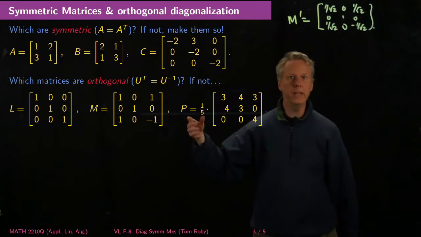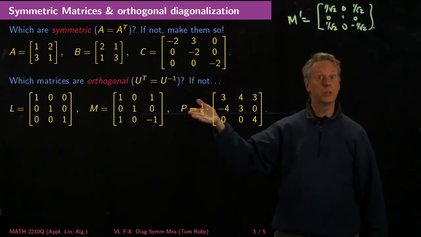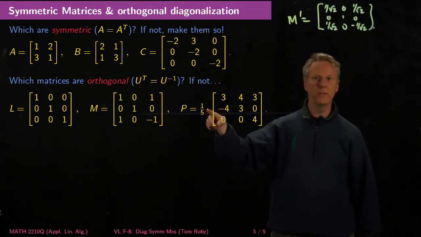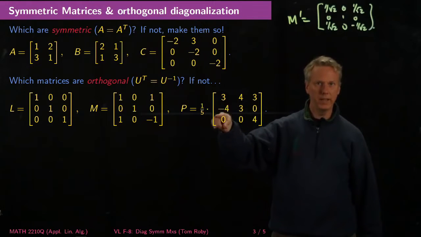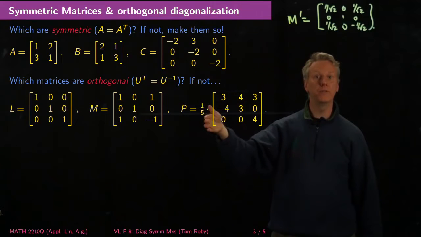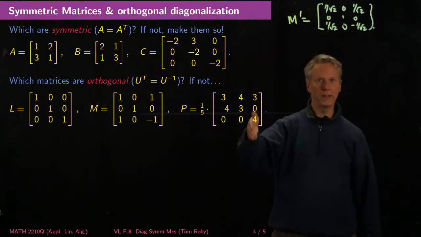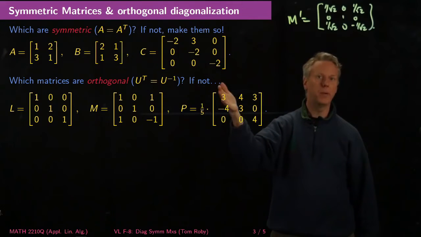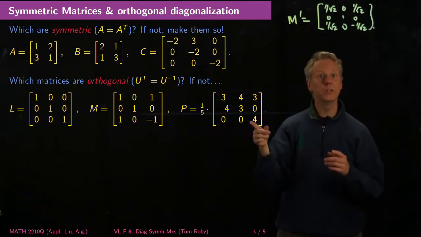OK, now if you look at P, this is an example of a matrix where all the columns are normalized already, right? Because this 1/5 means I'm dividing. This is 3/5, negative 4/5. So I've basically just pulled the factor of 5 out in front because the norm of each of the vectors inside this matrix is 5. And so if I divide by 5, they all have norm 1. So the only question is, are they orthogonal?